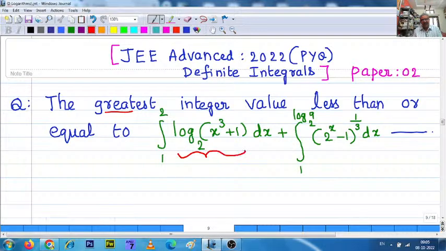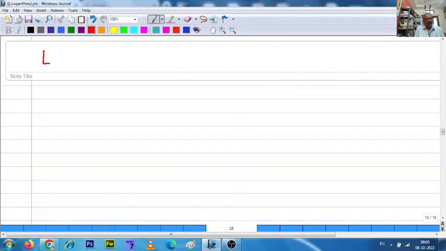First let us say this is f of x, a function f of x. Now if you compare log of x cube plus 1 to the base 2 with (2 power x minus 1) all to the power of 1 by 3, what do you find? What are your observations? What is your reflection? So let us move to the next page. Let us say f of x is equal to log of x cube plus 1 to the base 2.